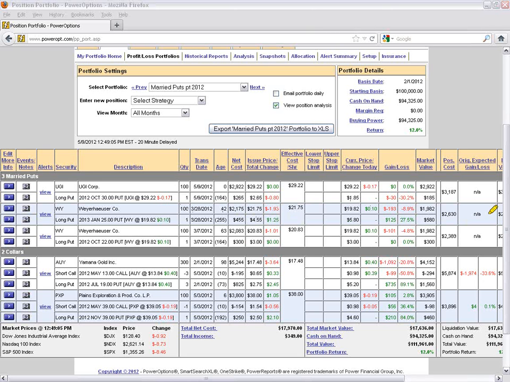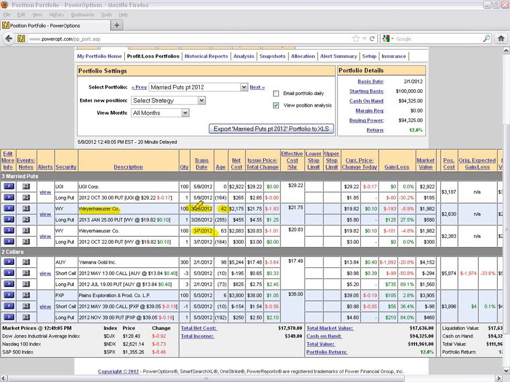We have 2 Weyerhaeuser married puts. I probably pronounced that wrong, Weyerhaeuser. These were from other webinars. One that we opened on March 28th, we've been in it for 42 days. Another one we opened on March 7th with a different price and a different put.